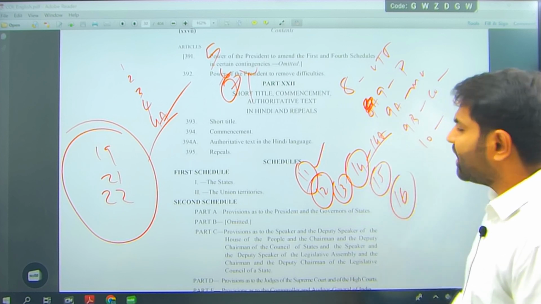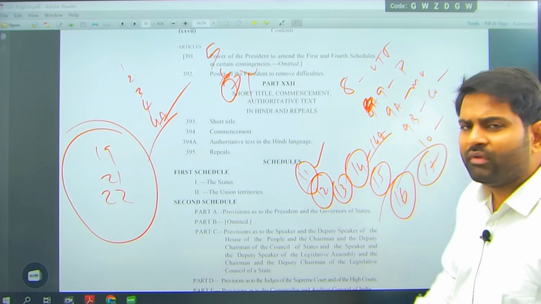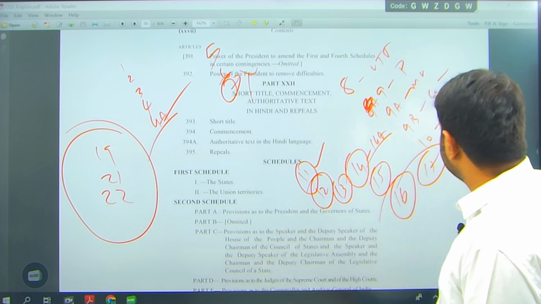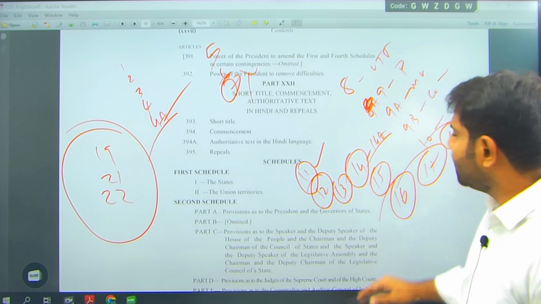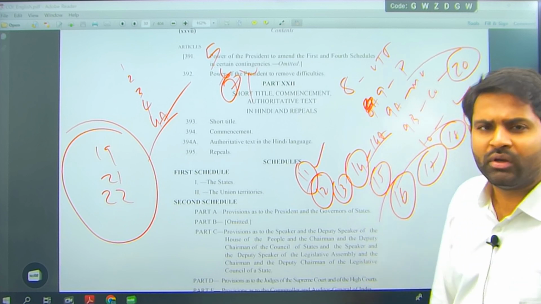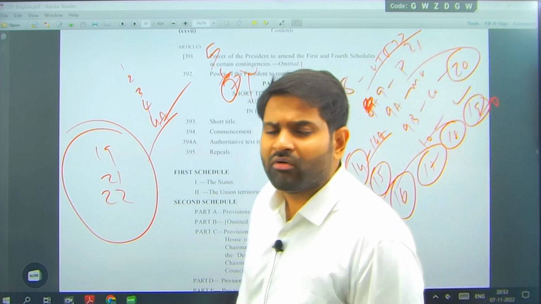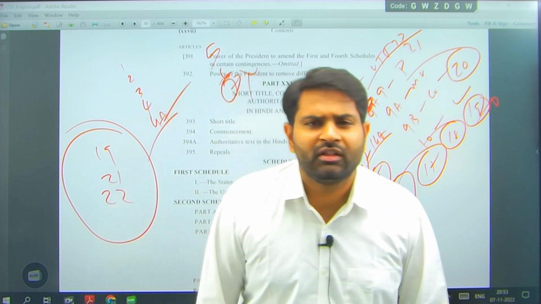16th part, we have special provisions for the scheduled classes. 17th part, we had languages. 18th part, emergency provisions, 108. 19th part, miscellaneous, ignore. 20th part, amendment to the Indian Constitution. Ignore 21, 22. So this is how we complete the number of parts we have in the Constitution.